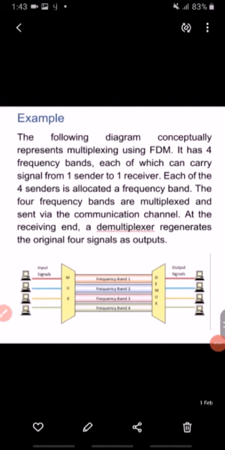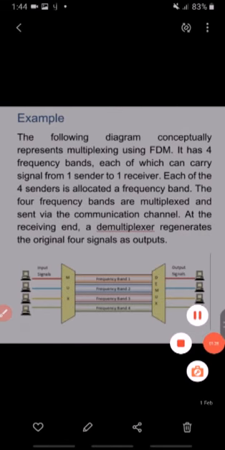So here is an example which conceptually represents multiplexing using FDM. It has 4 frequency bands. Each of the 4 senders is allocated a frequency band. The 4 bands are multiplexed and sent by the communication medium. At the receiving end, a demultiplexer regenerates the original 4 signals as outputs.